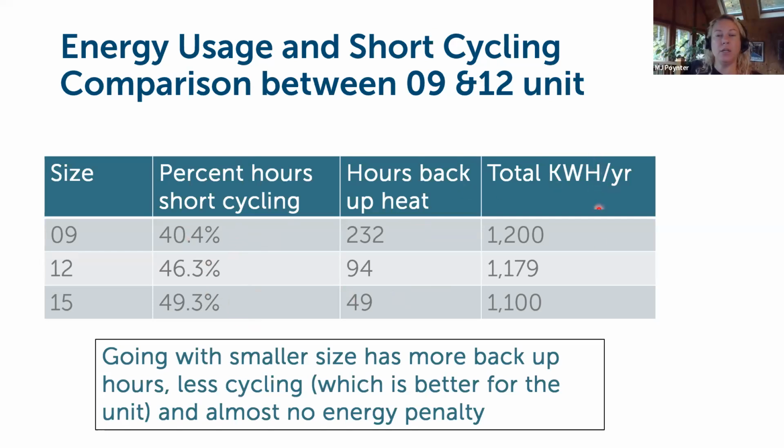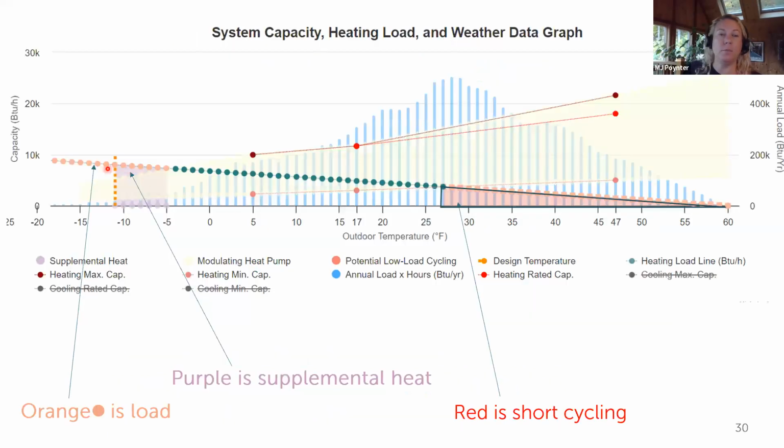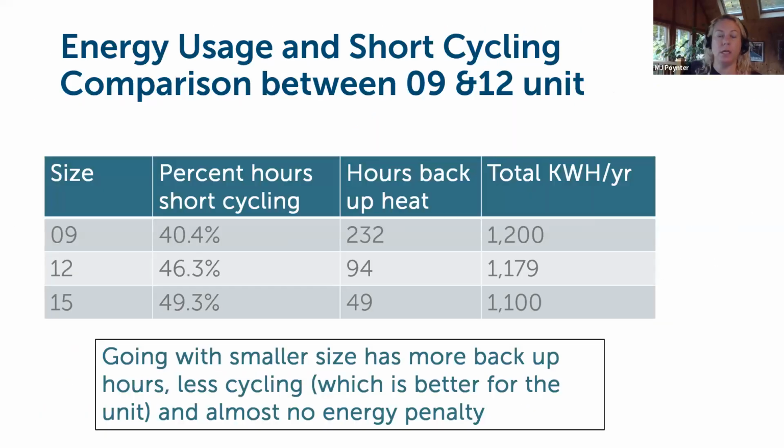And I did the calculation looking at the COP at the different outdoor temperatures and the amount of backup heat, assuming that this purple was straight electric. And what I come up with is the operating kilowatt hours, your energy usage, isn't that significantly different between the two. I suspect the reason why this is a little bit higher is because there's 232 hours with straight electric heat, but you have more short cycling.